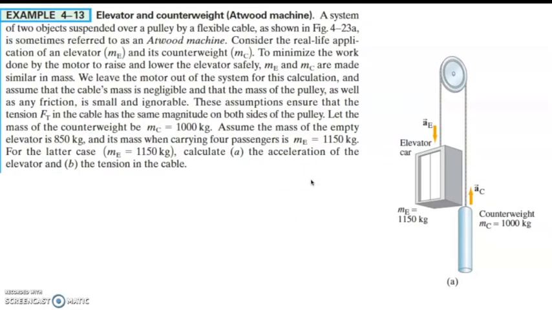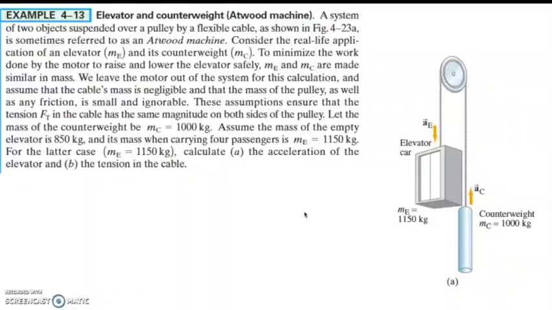In this example, we're looking at an Atwood machine. Another two-body problem with a pulley. So what we have is an elevator car going down and a counterweight going up, okay? Our goal is A, find the acceleration of the elevator, which is the same as the acceleration of the counterweight, and then the tension in this connecting cable, which will be the same throughout the cable. So the tension on the counterweight will be the same as the tension on the elevator car.